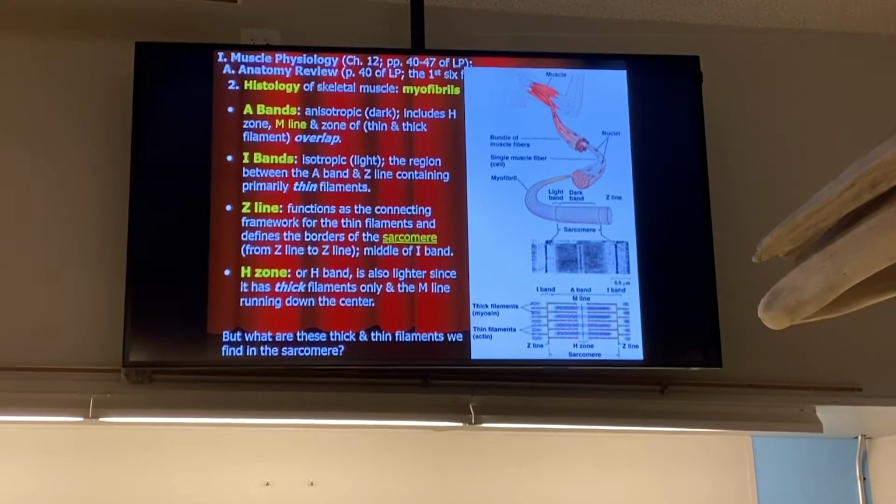Third bullet, Z line. It says it there, but you better make sure you understand what it means. The Z line is the foundational anchor to the thin filaments. All these thin filaments are tied to the Z line.